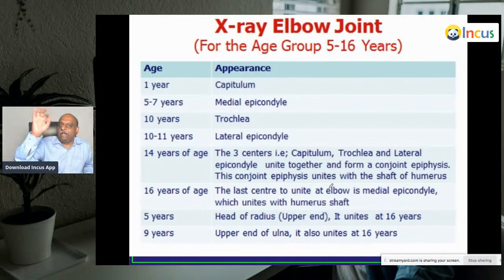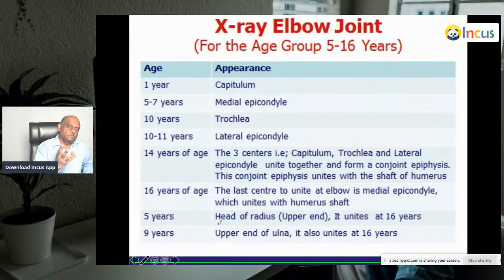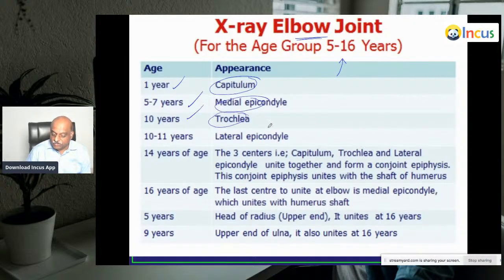Between the age of 5 to 16, what is the bone and joint that you will assess to know the bone age? Elbow joint between 5 to 16. Capitulum will appear by 1 year. Medial epicondyle ossification center by 5 to 7, trochlea by 10 years, lateral epicondyle by 10 to 11 years.